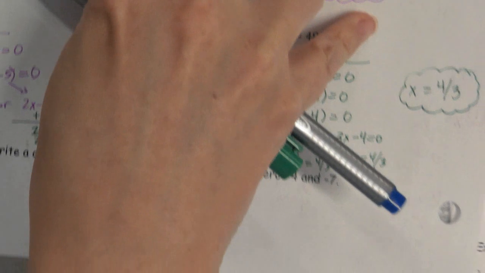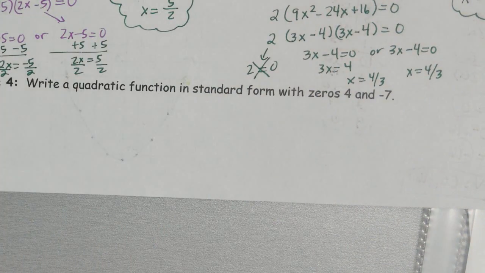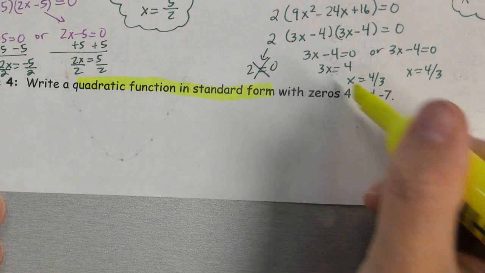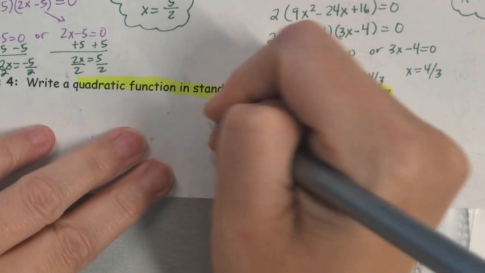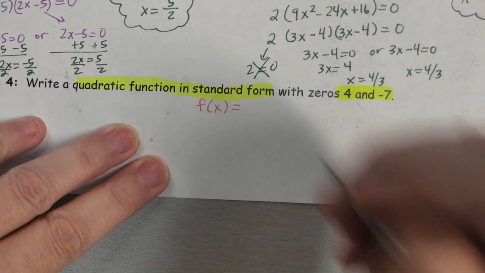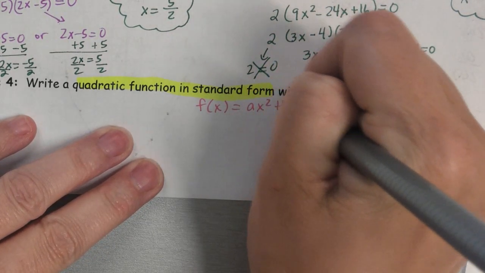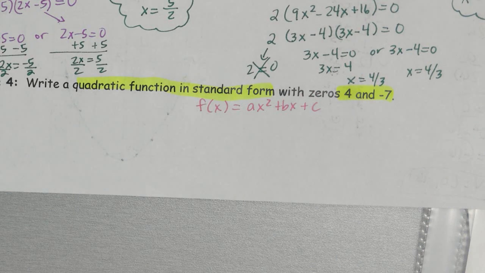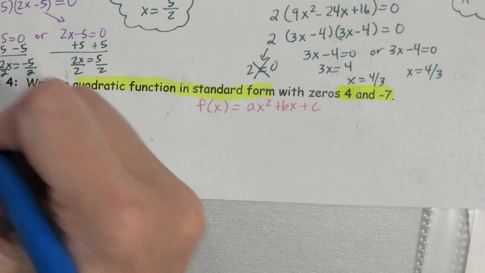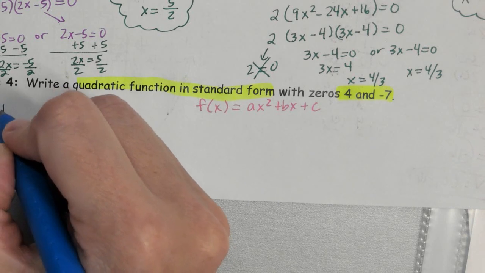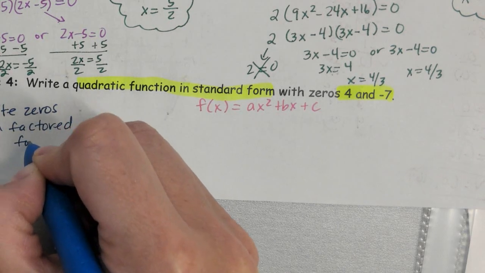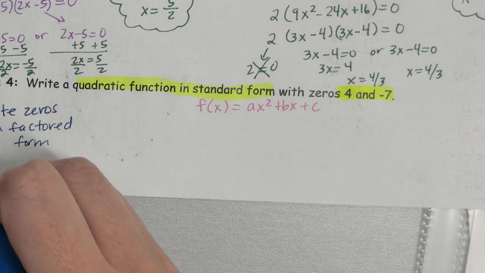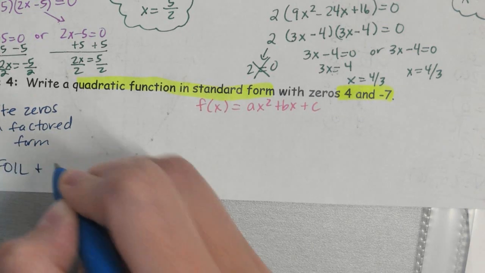All right. The last thing that we're going to do is not bad at all. So we're writing a quadratic function in standard form, and they're going to give you the 2 zeros. When you're writing it in standard form, that means your final equation should be f of x equals ax squared plus bx plus c. And what you're going to do is write the zeros as factors. So write the zeros in factored form. And then after you do that, you're going to FOIL and simplify.